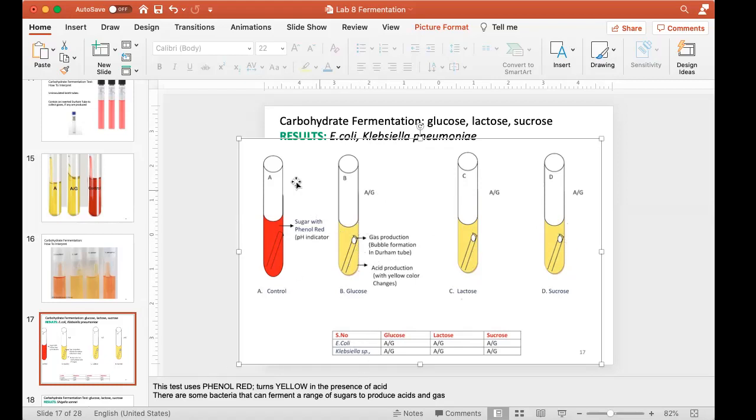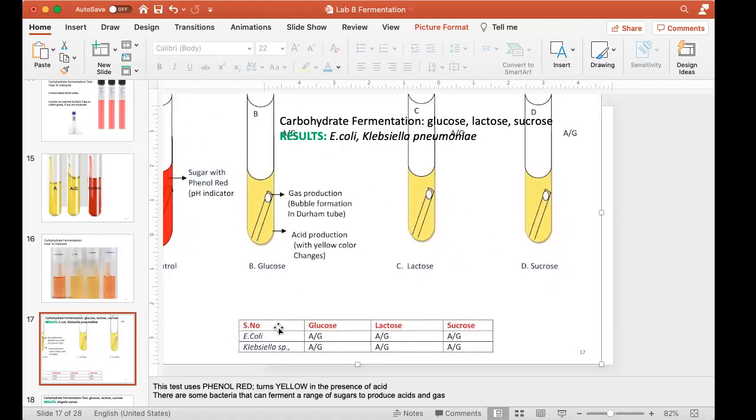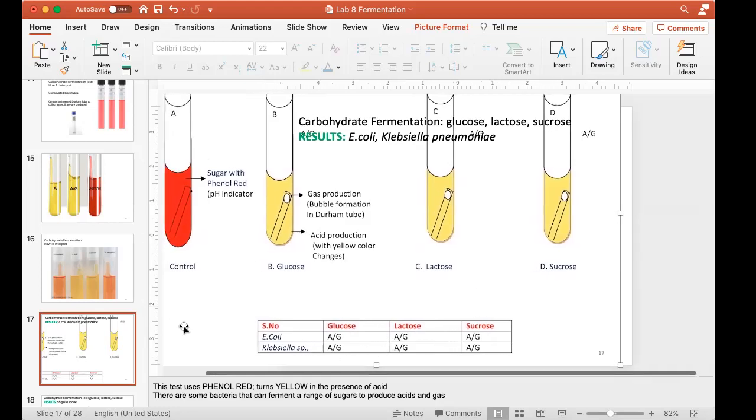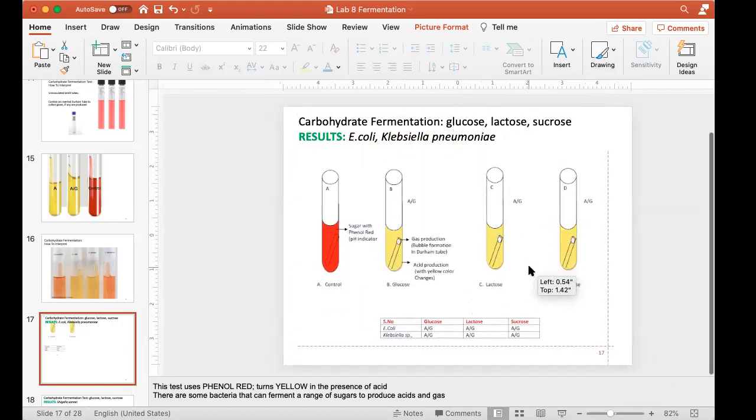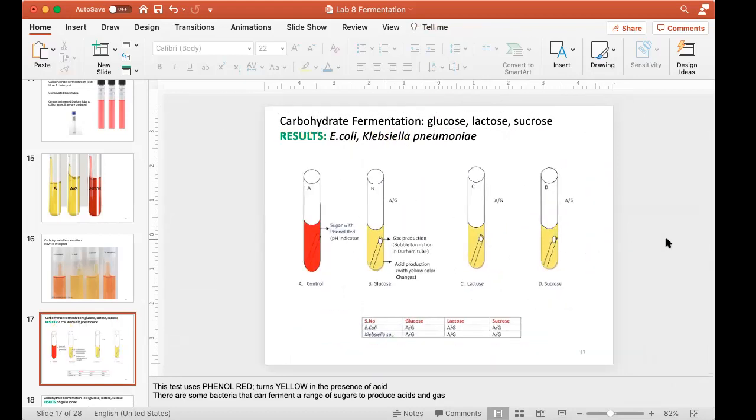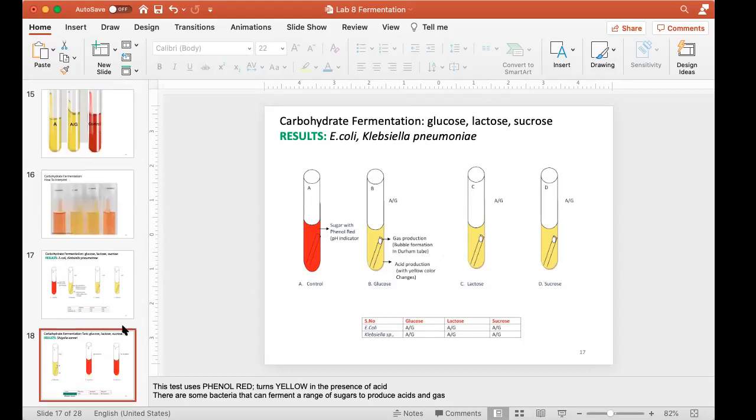So both of these organisms, and you can see this at the very bottom of the slide, E. coli and Klebsiella pneumoniae, can ferment glucose, they can ferment lactose, and they can ferment sucrose. And for all 3 of those sugars, they produce both an acid and a gas. Very adaptive little bacteria, because they can ferment and produce ATP from a range of different sugars. They may be able to ferment other sugars as well that we didn't test. But we know that both organisms can ferment these 3 sugars, which is an interesting trait of those bacteria.